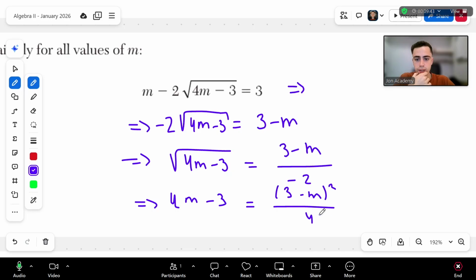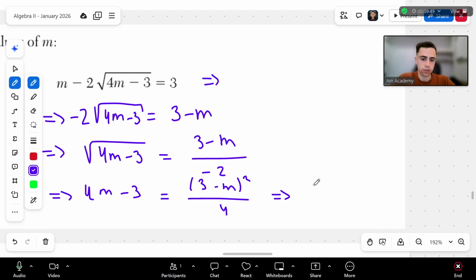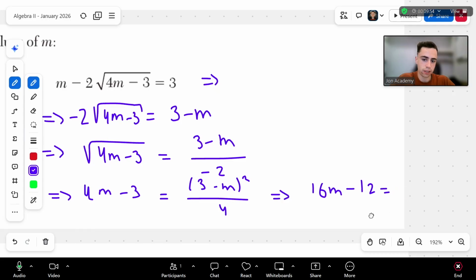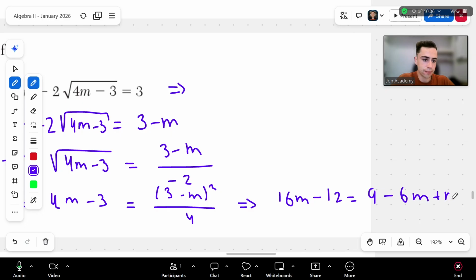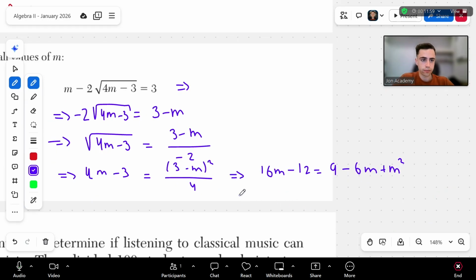Once here, the 4 goes multiplying to the right side. So that's going to be 16m minus 12 equals, and we can expand the brackets also, so it's going to be 9 minus 6m plus m squared. Yes, once here we have to bring everything to the right side, so it's going to be m squared minus 22m and the plus 12, so it's going to be plus 21 equal to 0.